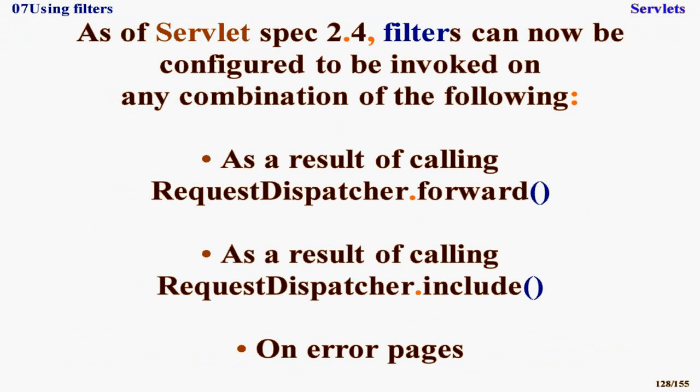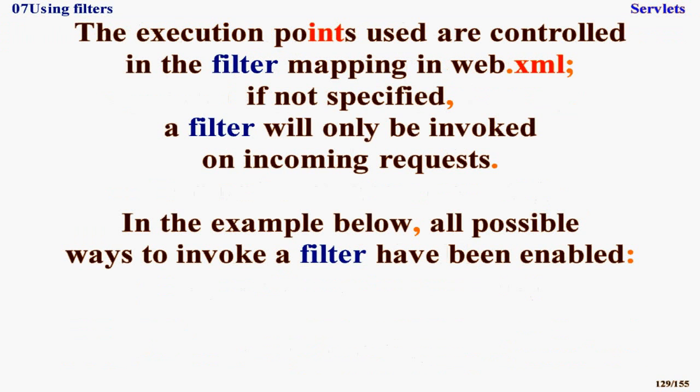Filters can now be configured to be invoked on any combination of the following: as a result of calling request dispatcher forward, as a result of calling request dispatcher include, and on error pages. The execution points used are controlled in the filter mapping in web.xml. If not specified, a filter will only be invoked on incoming requests. In the example below, all possible ways to invoke a filter have been enabled.